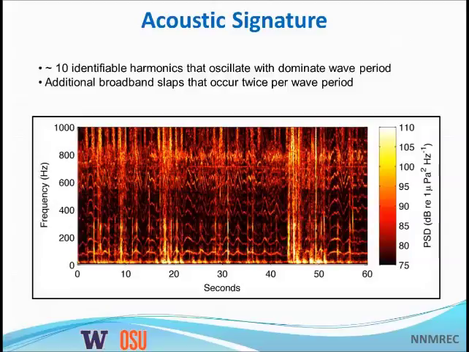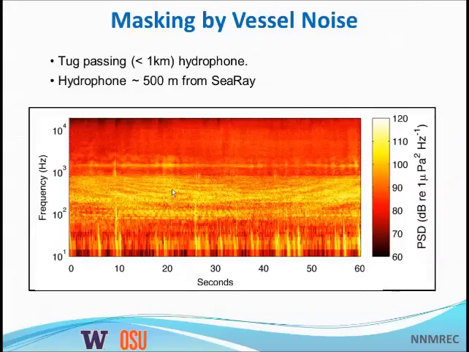So before I step to the next slide, I'd like to make note of the peak pressure spectral densities of some of these harmonics. They're typically less than about 100 dB, where some of those broadband slaps that we see are a bit higher than that. So we'll carry those numbers forward onto the next slide, please.